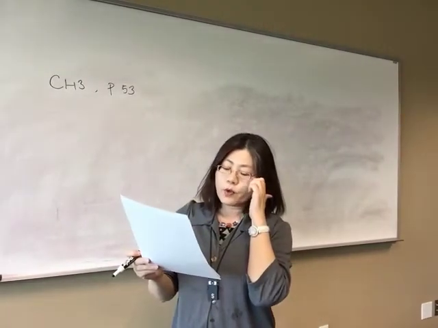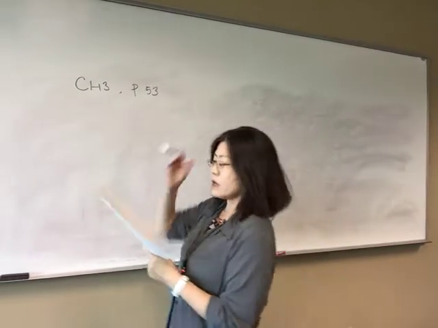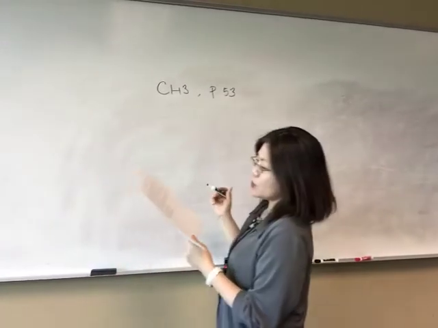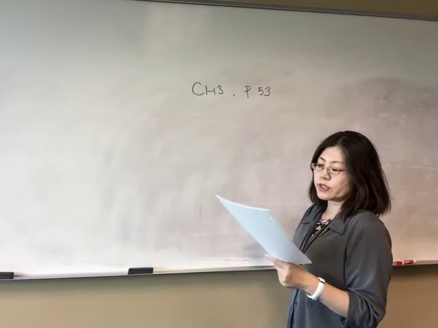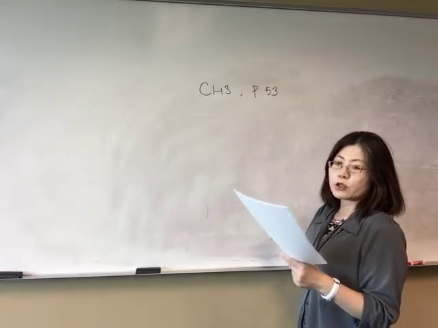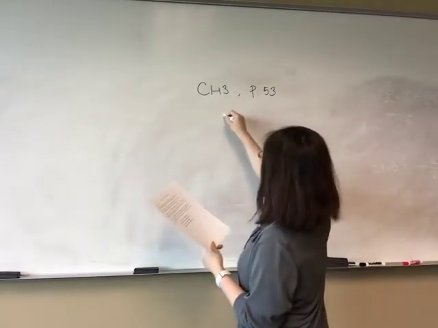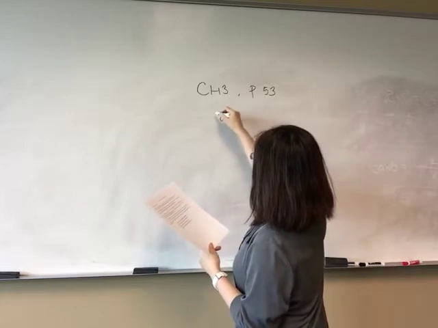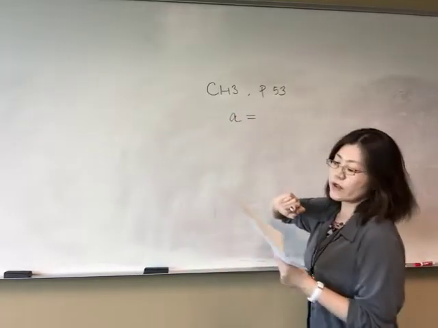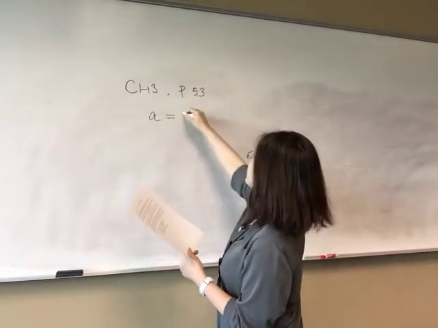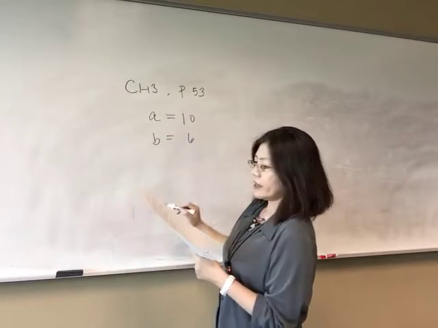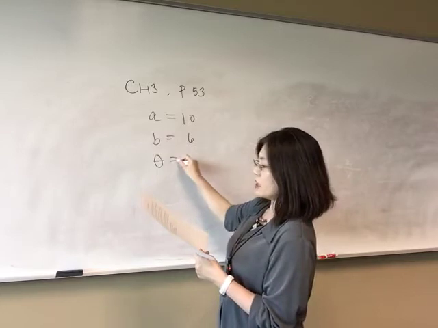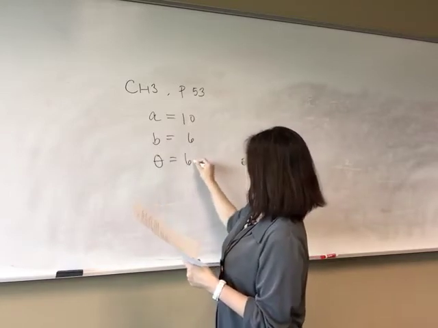Okay, now we're doing problem 53. We have a vector A that has a magnitude of 10 units, and another vector B that has a magnitude of 6 units. They differ in angle by 60 degrees. So, dropping the vector sign for the magnitudes, A is 10 and B is 6, and the angle between them is 60 degrees.